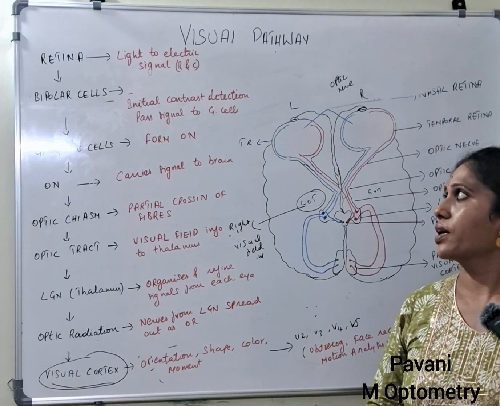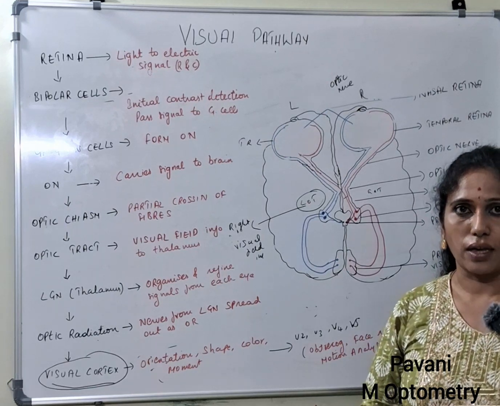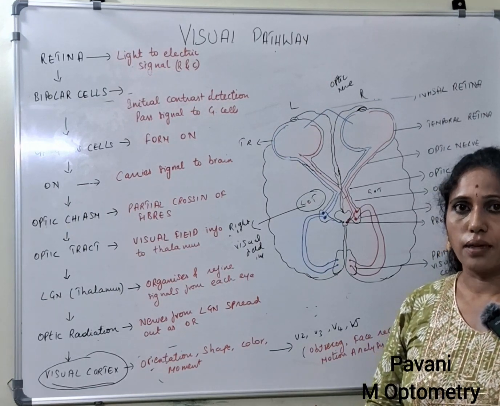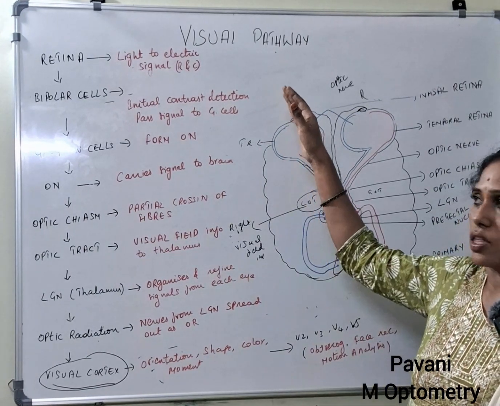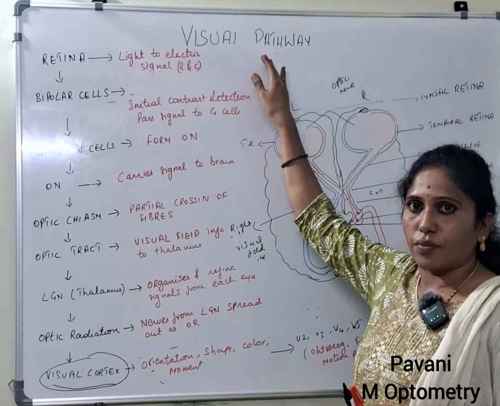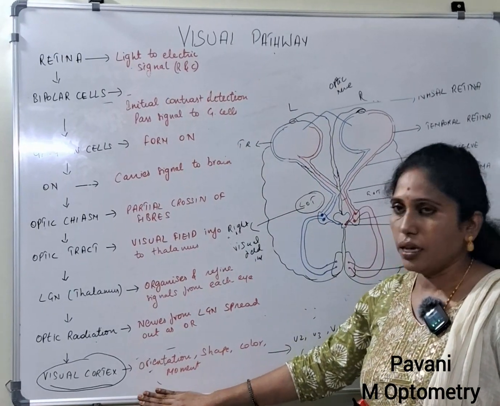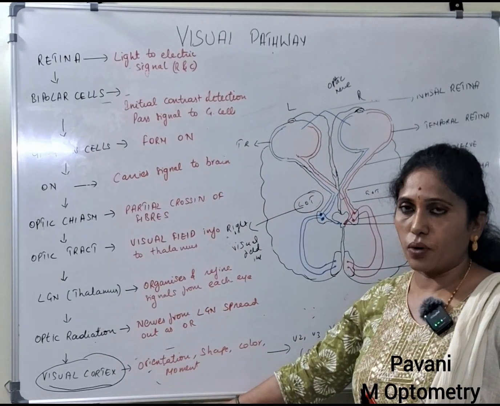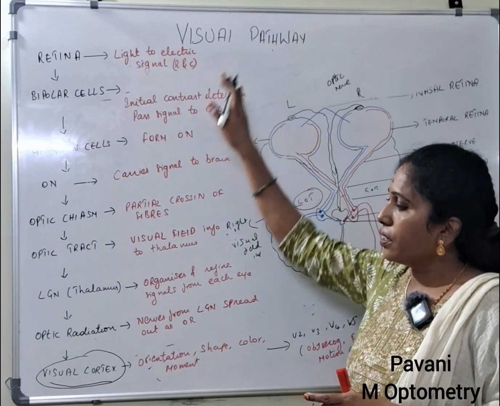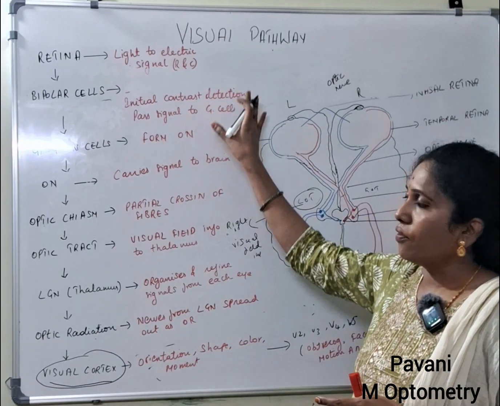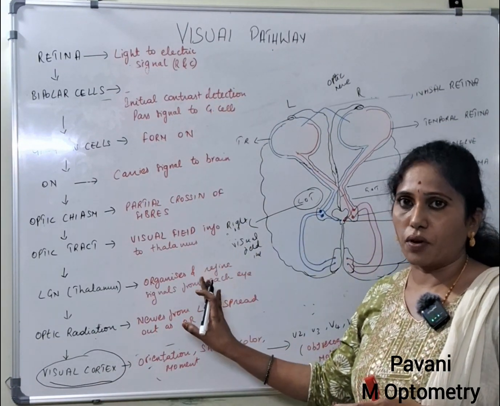So today my topic is about the visual pathway. The visual pathway is nothing but the route by which the visual information from the eye reaches the brain. So from the retina to the brain, there are different paths involved in image processing.